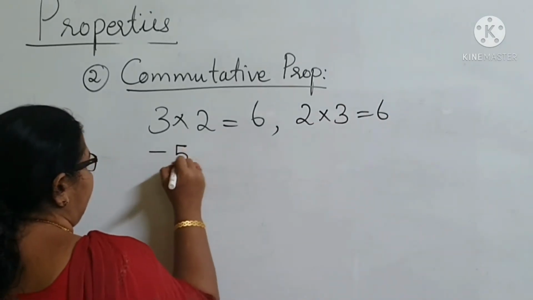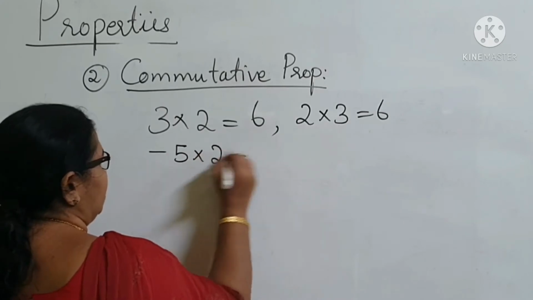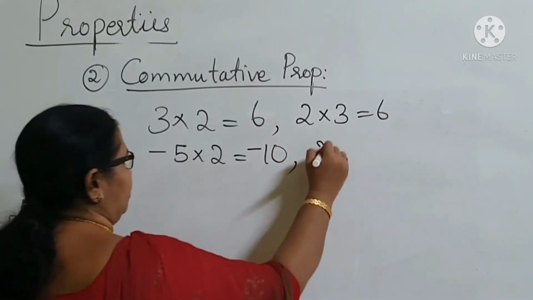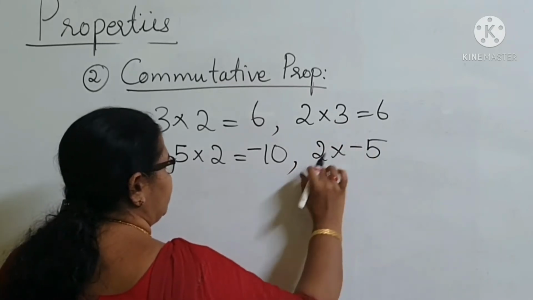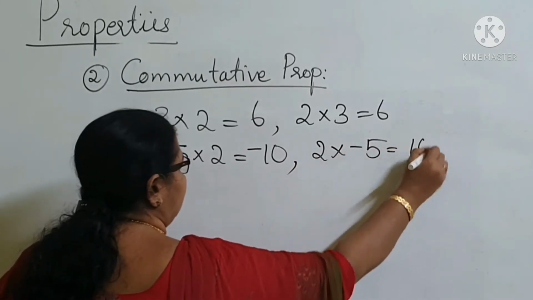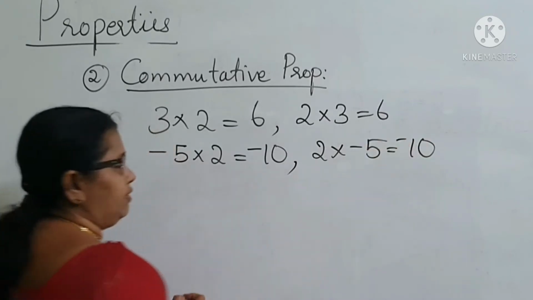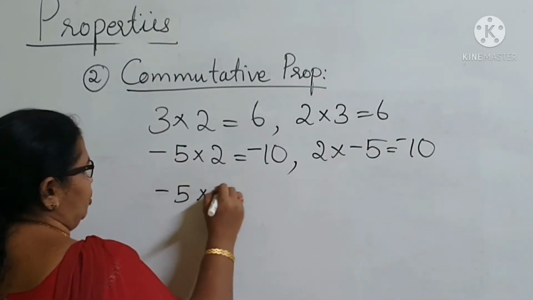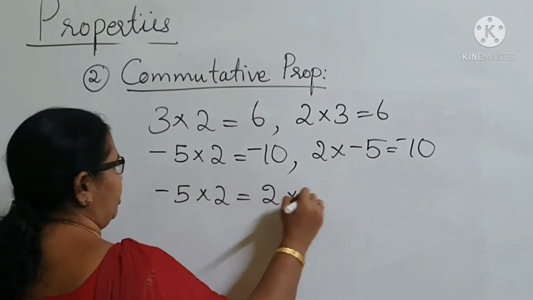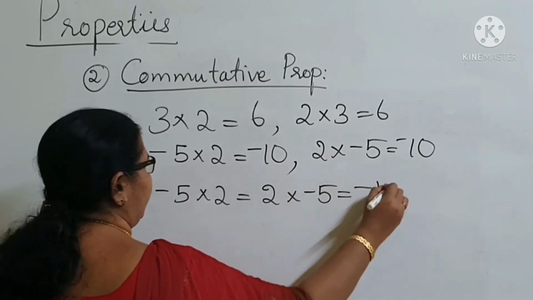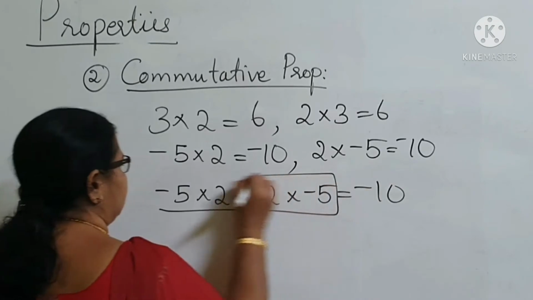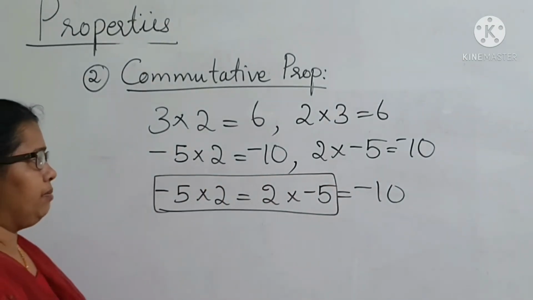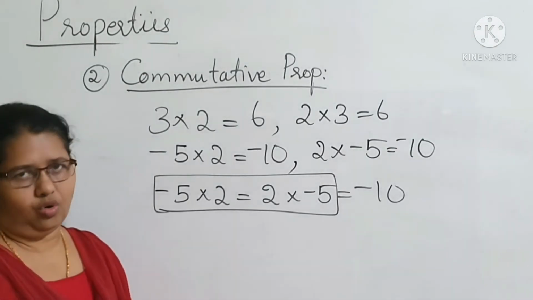Then negative 5 into 2 is negative 10. Negative into positive is negative. Then what is 2 into negative 5? Positive into negative, 2 5s are 10. Positive into negative is negative 10. That is, negative 5 into 2 is equal to 2 into negative 5 is equal to negative 10. In these two cases, the product is the same. That is, we can multiply integers in any order.